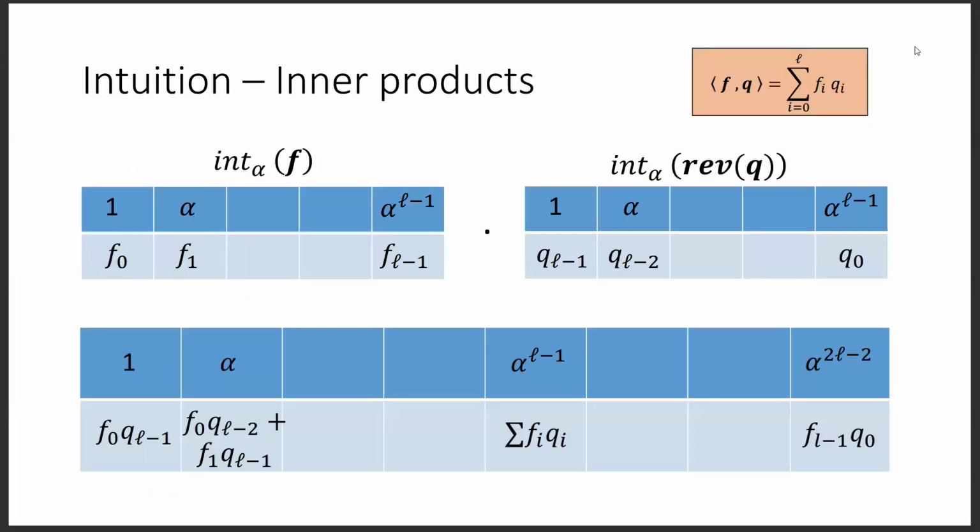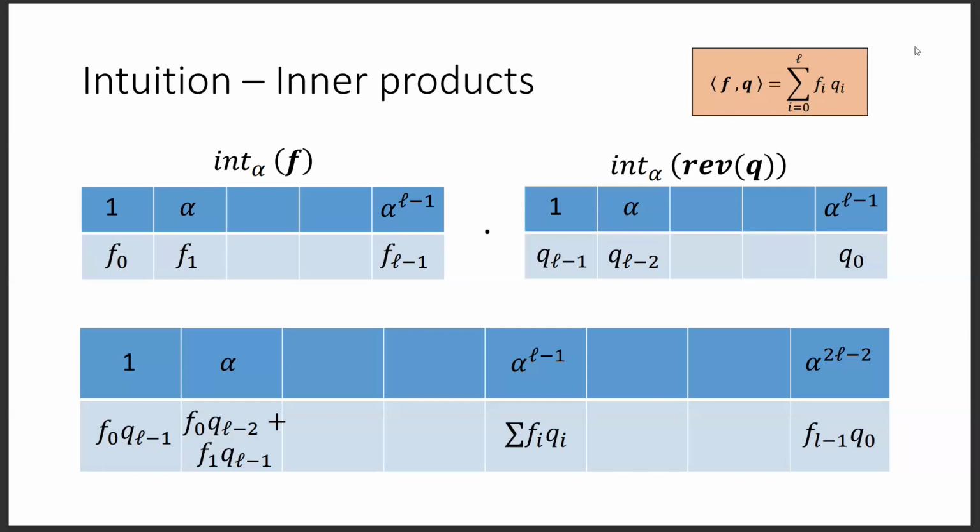So what is the intuition behind the inner product that we want? The orange term here is the term that we're looking for. That's the inner product of F and Q. Consider the product of int_alpha(F) and int_alpha of the reverse of Q. The reverse is important because that's how this multiplication works.